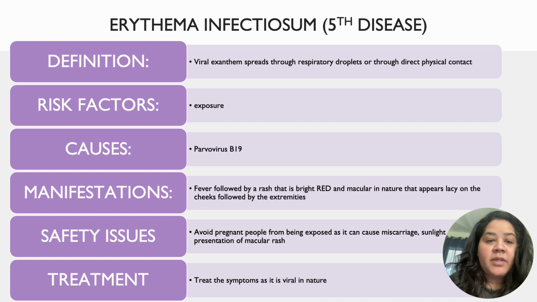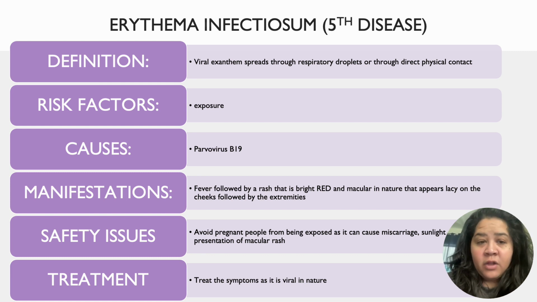Erythema infectiosum is otherwise known as fifth disease. It's a viral exanthem that spreads through respiratory droplets or through direct physical contact. Again, risk factors include exposure. The cause is the parvovirus B19, and you need to know this.